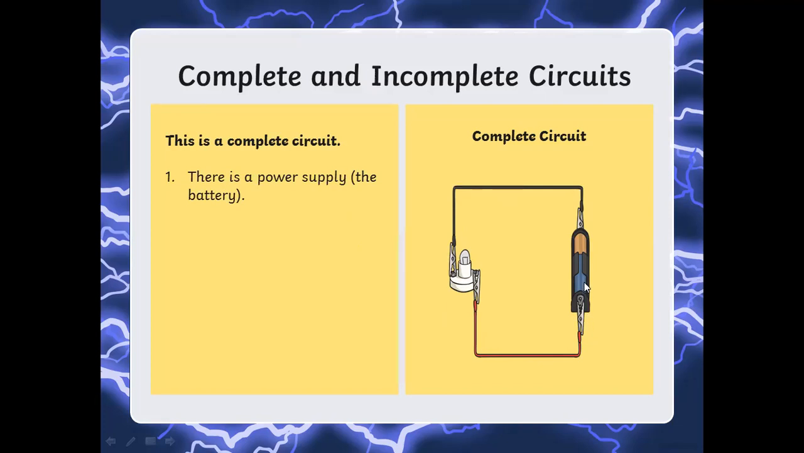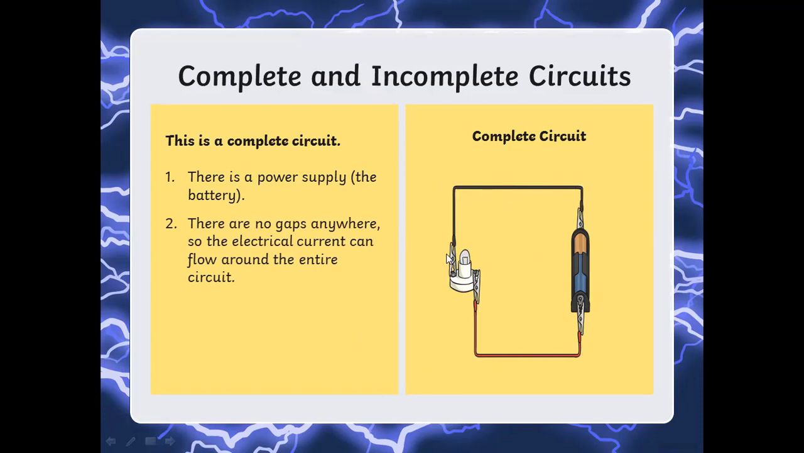Sometimes the batteries are known as cells, spelt C-E-L-L. So if you see that word connected with electricity, then you'll know it means a battery. There are no gaps anywhere. Look, no gaps. So the electrical current, the electricity, can flow around the entire circuit.